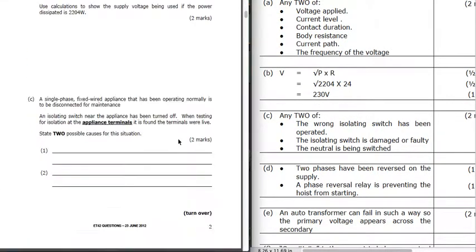C, a single phase fixed wire appliance is operating normally, disconnected. Isolating switch near the appliance has been turned off. When we test for isolation, it's found to be live. So why is that? It could be something as simple as the wrong isolating switch has been operated, or it could be that the switch is faulty or damaged, the isolating switch, or it could be that the neutral's being switched rather than the phase.